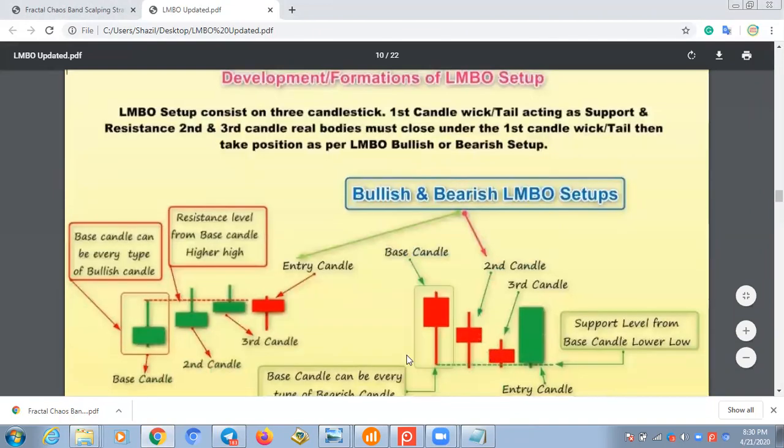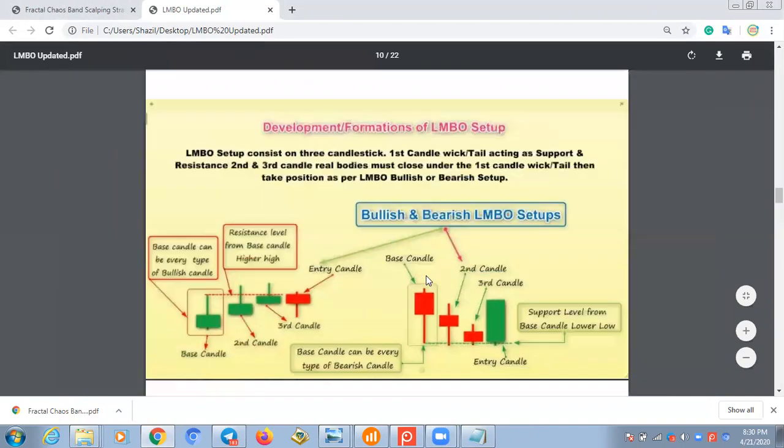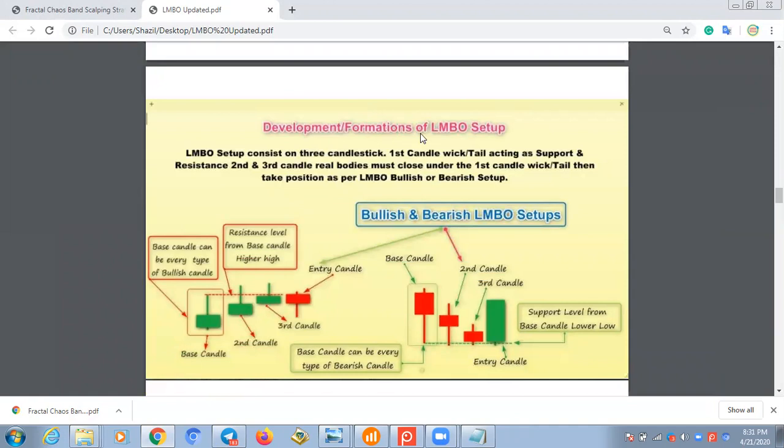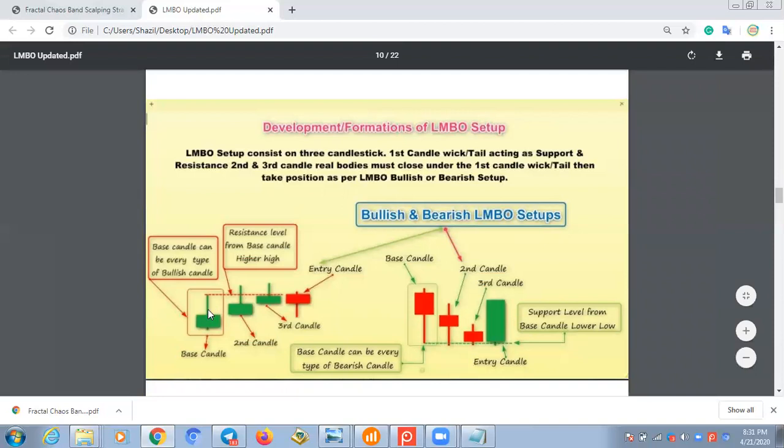So now, in this slide, there is a setup. So how can the LMBO setup appear? Development formation of the LMBO setup. The LMBO setup consists of three candles. The first candle's wick or tail acts as support and resistance. This is the first candle. The first candle's higher high is acting as a support and resistance.